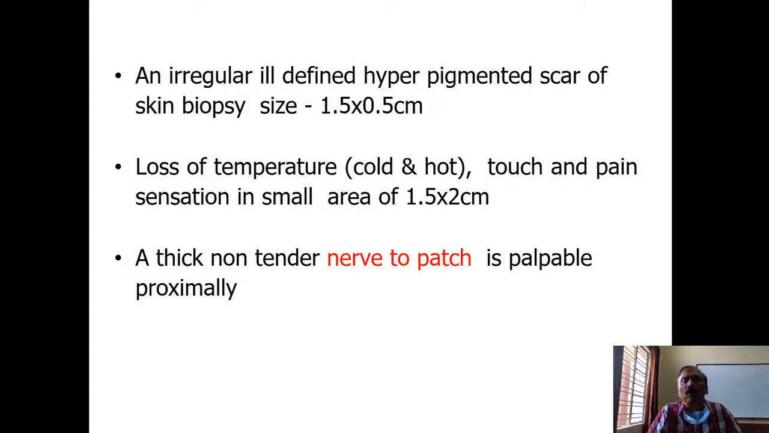So after that, you have to mention the regularity or irregularity of this. An irregular, ill-defined, hyperpigmented scar of skin biopsy, size 1.5 into 0.0 centimeter. Then you will also mention the sensation, that is loss of temperature, cold and hot, touch and pain sensation in that particular area.